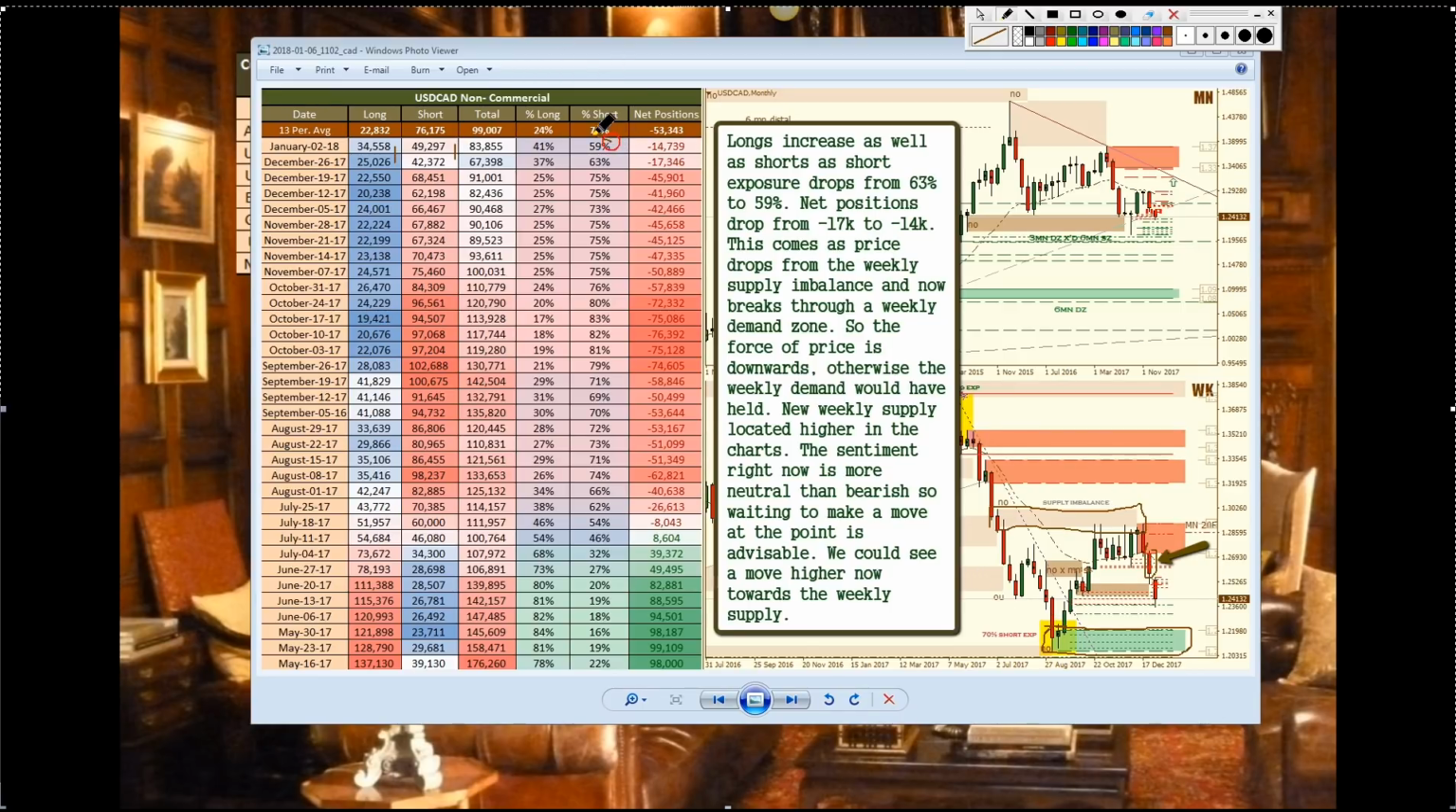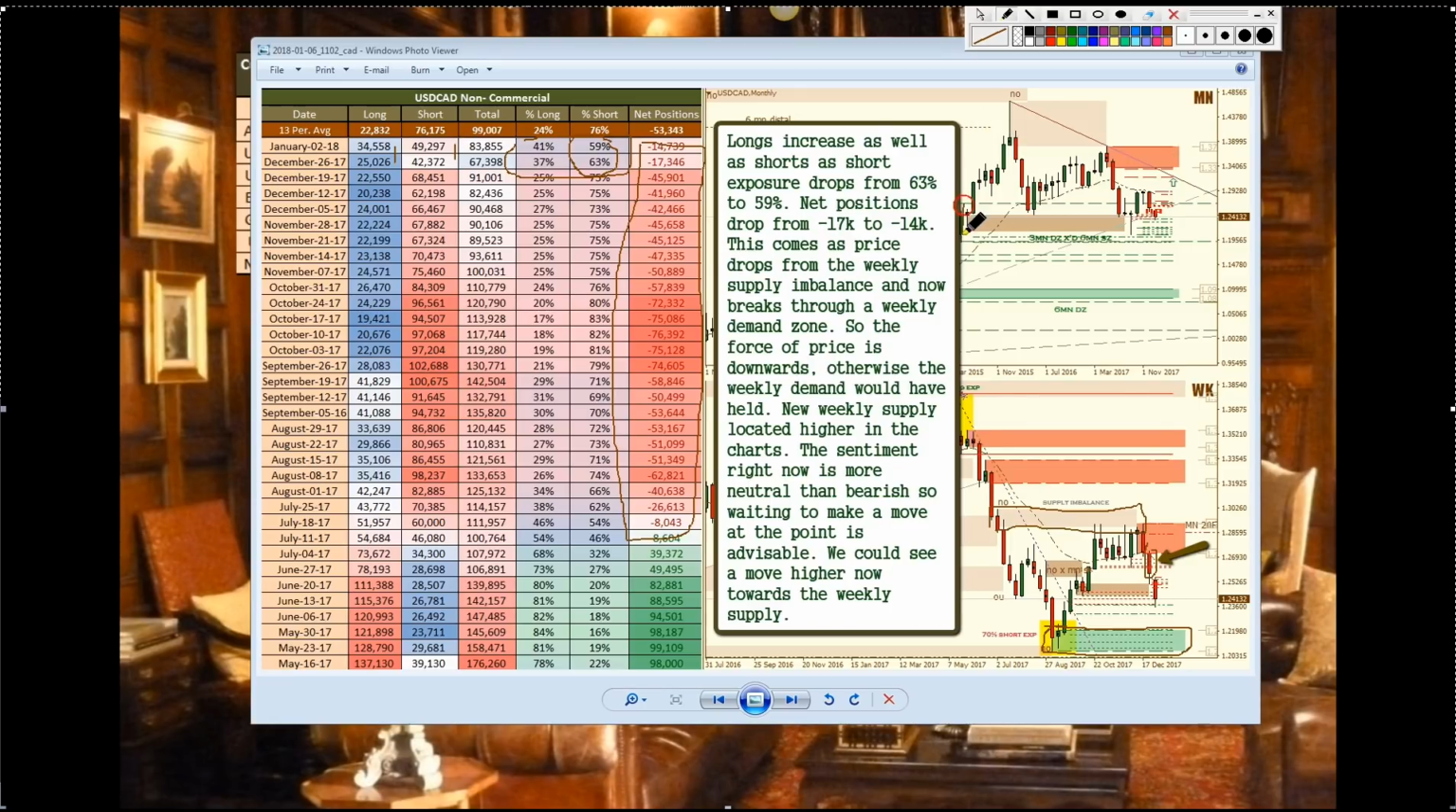So 59% of the overall exposure is geared to the short side. We're still short biased, right? Although these last 2 weeks were a little bit more in the neutral category, which is good. So increase in shorts, we get the drop, and we are also increasing in longs. So what does that tell us?